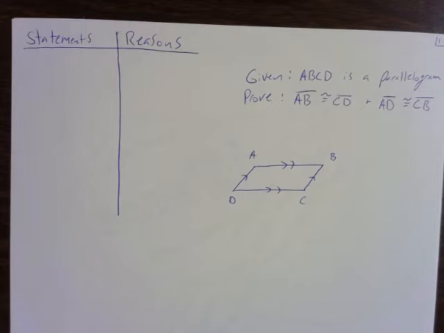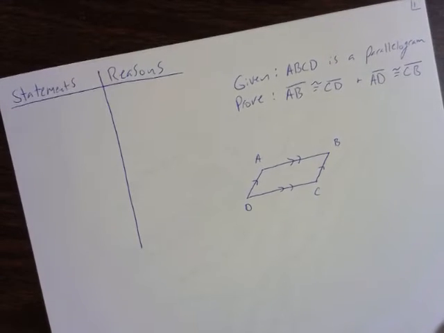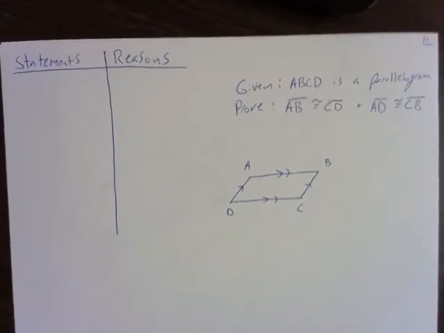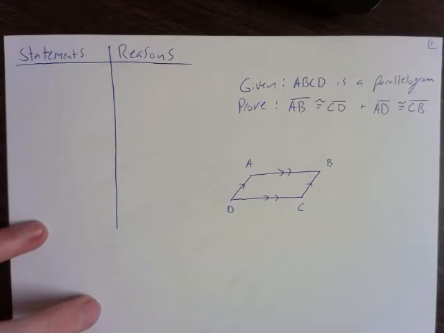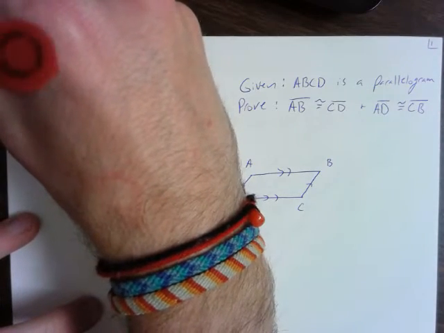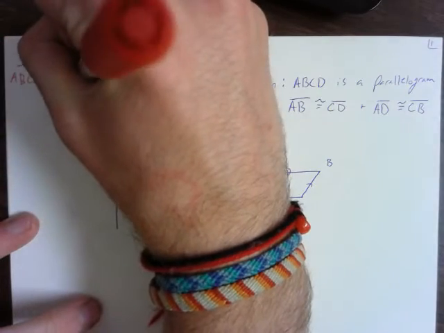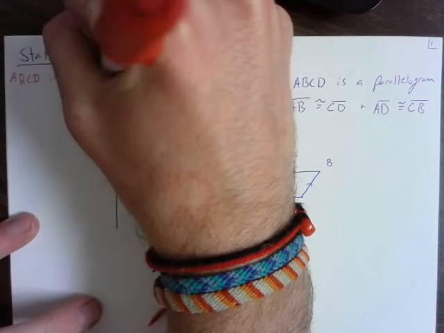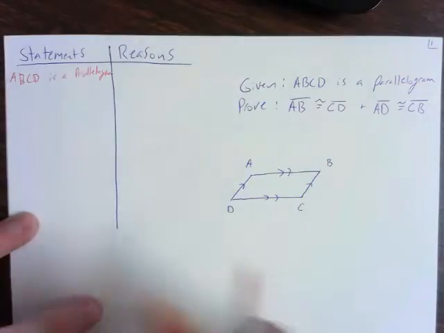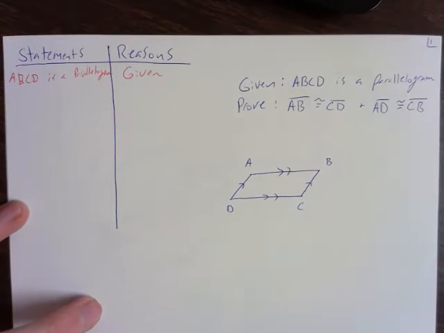Well, for any proof, remember we always want to start with our given statement, okay? So I have been given that ABCD is a parallelogram, and that has been given to me.